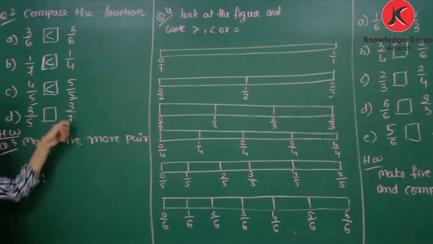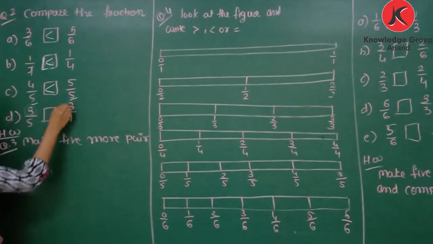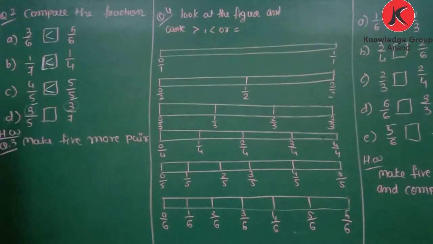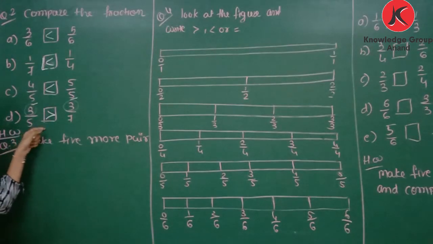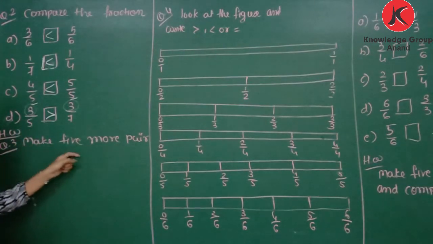3 by 5, 3 by 7. Now again the numerators are the same. So smaller denominator becomes larger. So 5 is smaller, so it will be larger. So we have greater than sign. Clear?